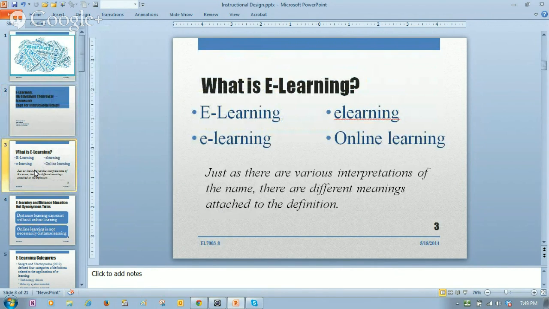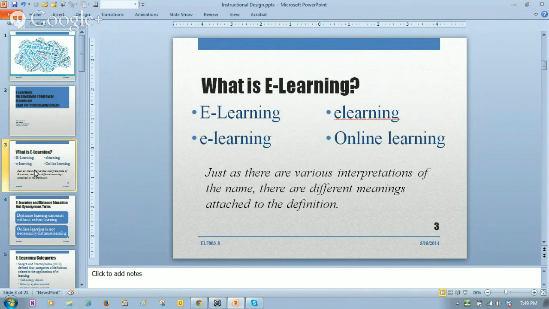And as I was looking through and doing my research on various articles, I was coming up with all these different spellings. As you can see, there are four of them here. Well, the fourth one is online learning, but sometimes that was used interchangeably with e-learning. Sometimes it meant something slightly different.